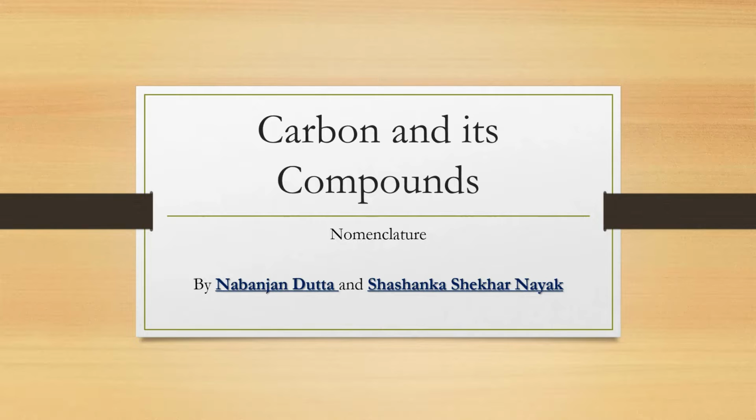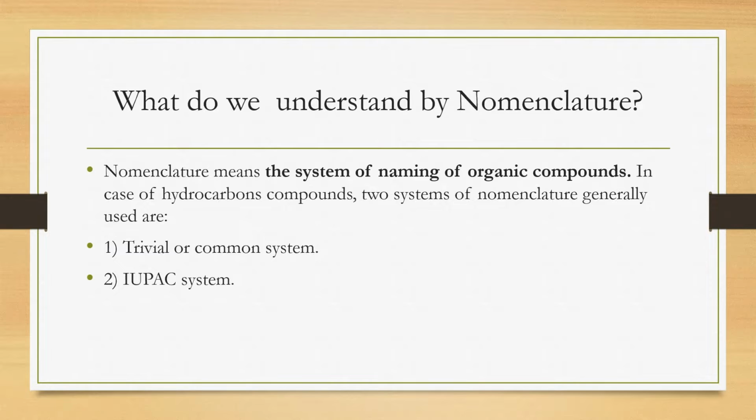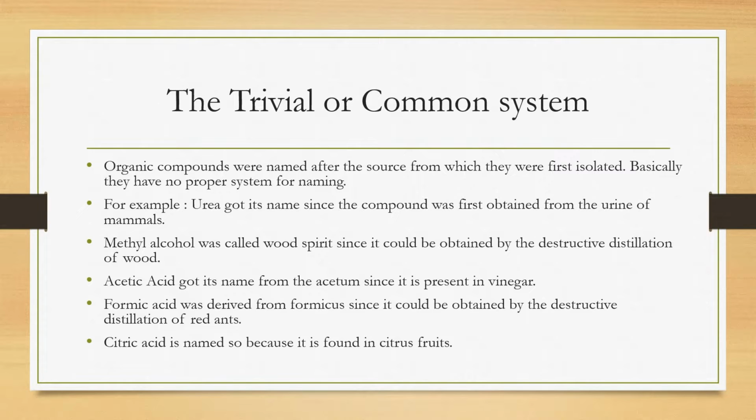Today, I, Nabanjan Datta, and my friend Shashank Shekhar Nayak are going to present on a very important topic of the chapter Carbon and its Compounds, and the topic is nomenclature. What do we understand by nomenclature? Nomenclature means the system of naming of organic compounds. In case of hydrocarbon compounds, two systems of nomenclature generally used are number 1, trivial or common system, and number 2, IUPAC system. Now let's learn about the trivial or common system.